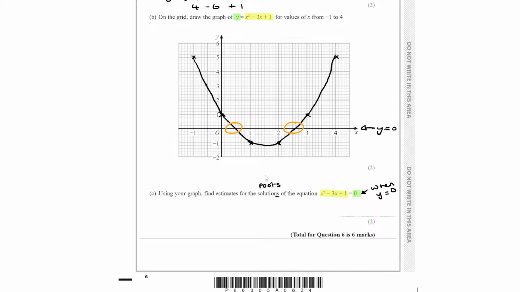Only to 1 decimal place. You don't need to do more than that. So mine kind of crosses through at 0.5. Again, remember I haven't really drawn mine very well, but that's fine. So x is 0.5. And I put a little comma. And then here, that one looks more like 2.6.